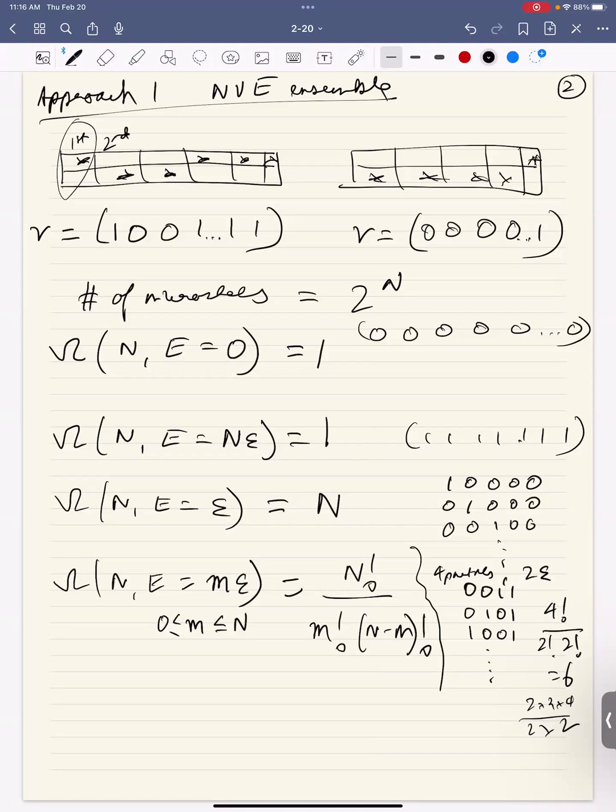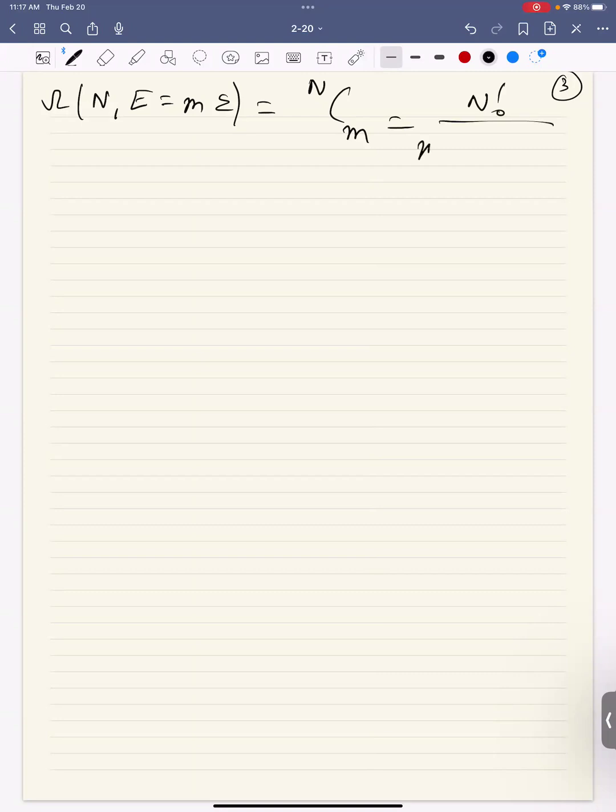So let me go to next page and write down this formula. So we have omega, number of microstates where energy is equal to m epsilon, is equal to n choose m. That is going to be n factorial by m factorial by n minus m factorial. Is there a question?